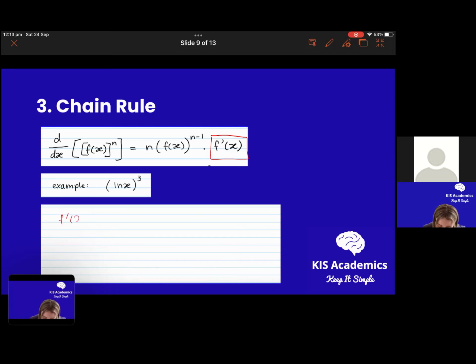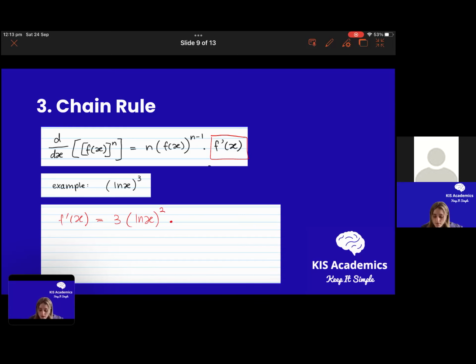So f dash of x for this question, we're going to identify that this 3 here is my n. So I want to bring that n down. I'm going to have 3. And then I'm going to multiply that by ln x but I'm subtracting 1 from the power. So instead of 3, I'm going to have 2. Now, the last step, which is really important, make sure you don't forget it, is that we have to do the derivative of ln x.